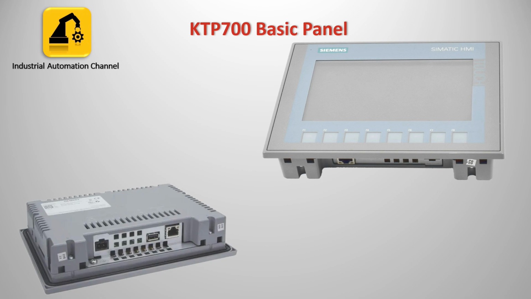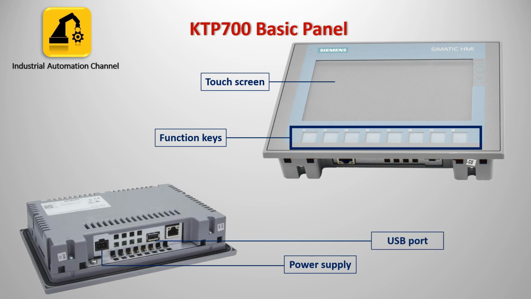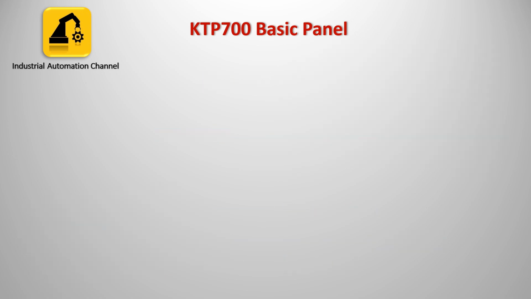Here you see the KTP700 Basic panel. Since we can use simulation for all HMI panels, I decided to use this panel in our video. Under the touch screen, there are some function keys on the panel. At the bottom of the panel, we have important connections. The power supply provides 24-volt DC, and a USB port can be connected to an external mouse, keyboard, or memory stick. And there is a Profinet interface. We can link this HMI with a PLC or other devices, including a PC, using this interface to download the HMI program to the panel. Let's start working with this panel.